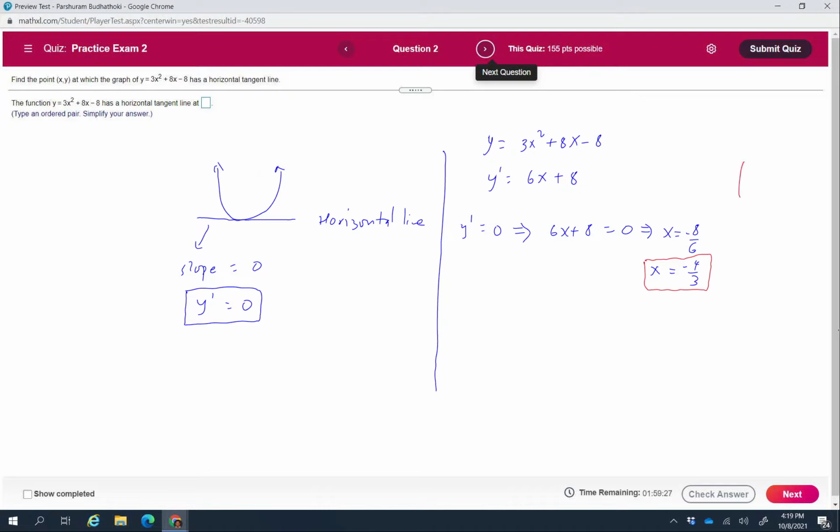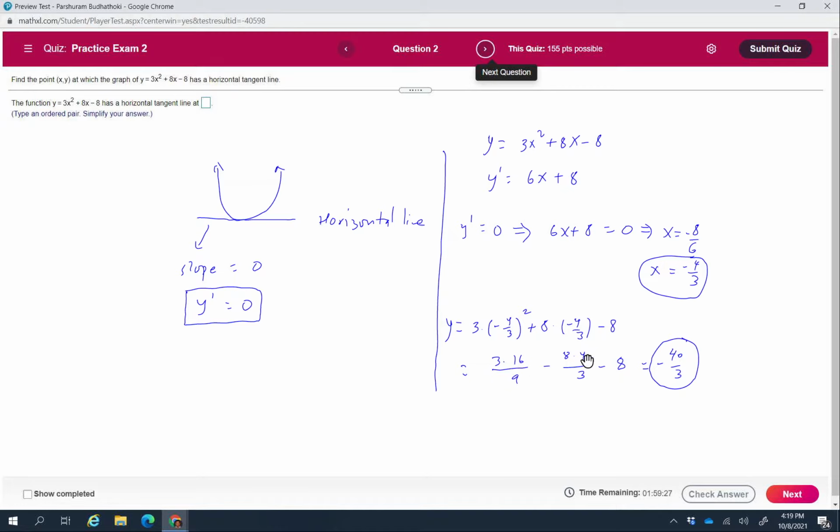We need both the x coordinate and the y coordinate. For finding the y coordinate, after finding the x coordinate, we are going to put this x back in the given function here. So which is y equals 3x squared plus 8x minus 8. So I'm going to put x equal to -4/3 here and do the simple calculation.